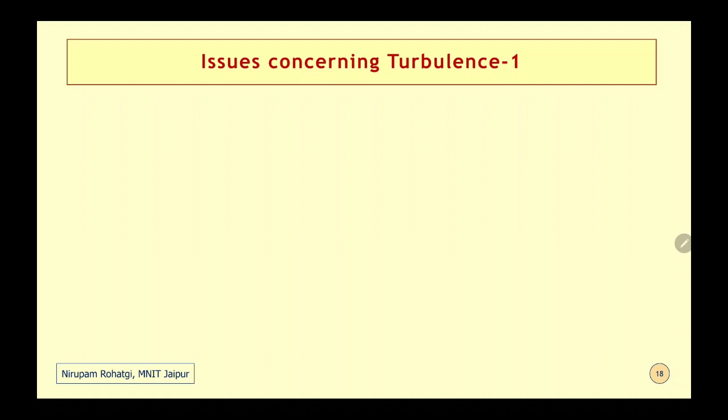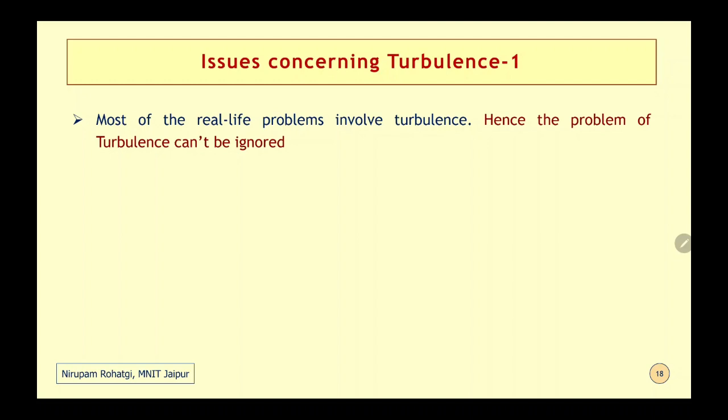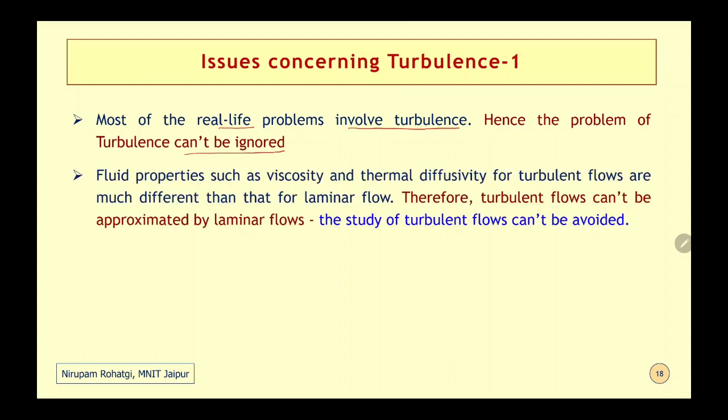Now we come to what are the issues which are related to turbulence. Now, first is that real life problems involve turbulence. We talked about this, that in real life you come across turbulence too often, so it cannot be ignored, you cannot ignore it. And the fluid properties such as viscosity, thermal diffusivity of turbulent flows are much different than that of laminar flow. Therefore, turbulent flows cannot be approximated by laminar flow. So the study of turbulent flows cannot be avoided.